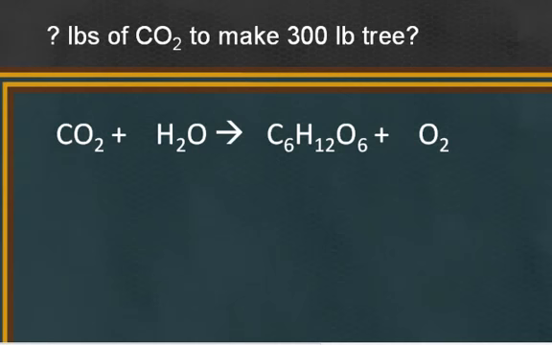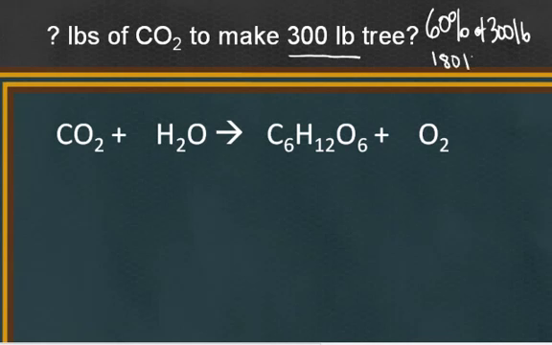First of all, we need to remember that for the 300-pound tree, 60% of the mass is from the cellulose. So 60% of 300 pounds is the cellulose. So really 180 pounds of the tree is made of cellulose. Okay, so then the question should really be, how many pounds of carbon dioxide does it take to make 180 pounds of the tree, since that's the part of the tree coming from the cellulose.